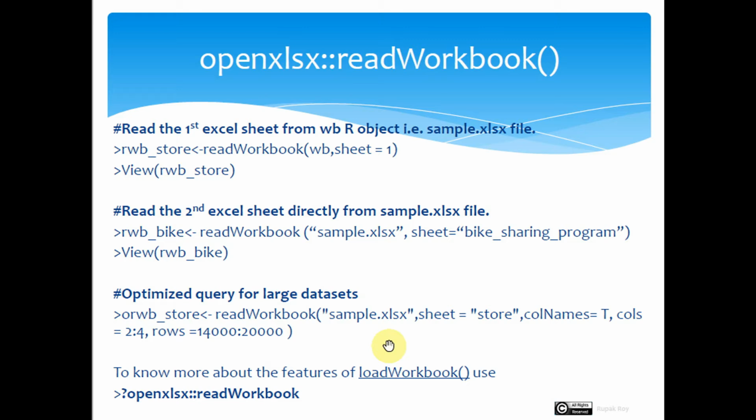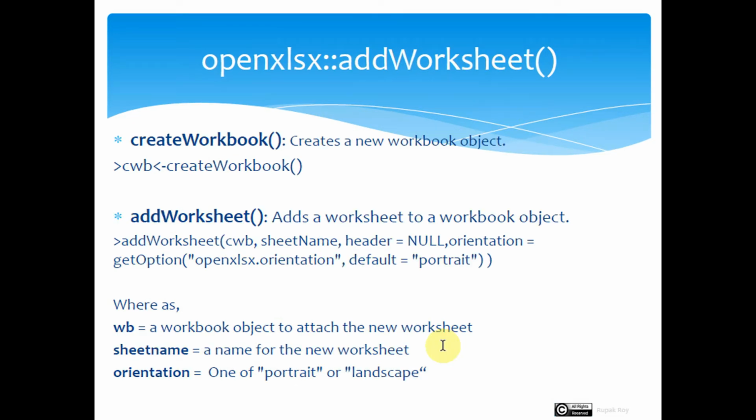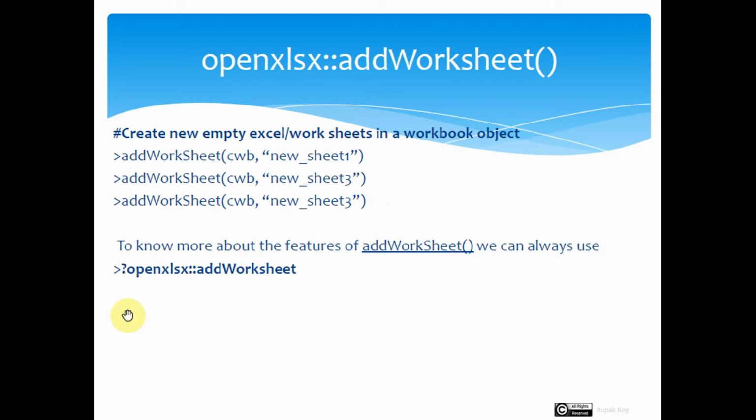Our next example is how to add a new worksheet to a workbook object. Let's first create a workbook to add a new worksheet. createWorkbook. Now to add a new worksheet, type addWorksheet, then the workbook object CWB, comma, sheet name, header equal to NULL, and the orientation of the Excel sheet, either portrait or landscape. Here, this is how we can add a new worksheet. So far we have learned to create a workbook and add a new worksheet to the workbook.